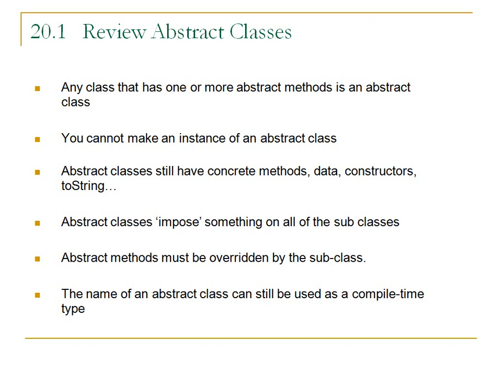And you can't make an instance of an abstract class, but abstract classes still have data and methods, concrete methods, constructor methods, toString methods, and so on. So an abstract class could be a normal looking class that has one method in it that's not defined.